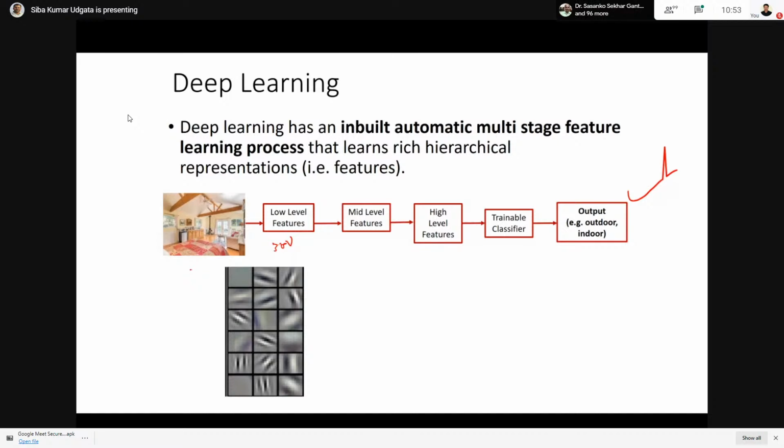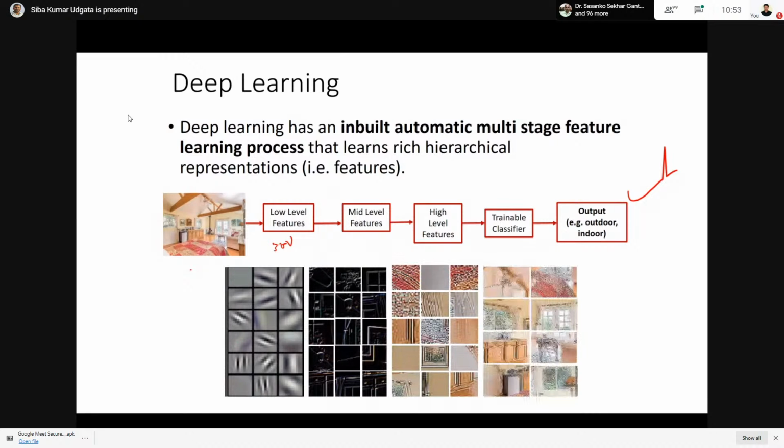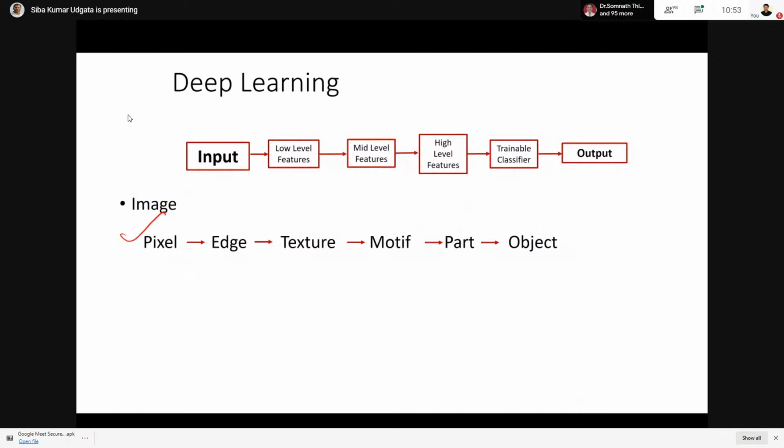For example, if you look at this, at the low level you get an image like this. After the first layer, you get an image like this. In the second layer, you get slightly better. In the third layer, you get the textures. Then you get these types of features. Look at this: there is a fan here, there is a bed here, there is a window here. So these features, and I repeat, we have not extracted these features. These features are extracted at different layers automatically, and then finally we decide whether it is an outdoor image or not.